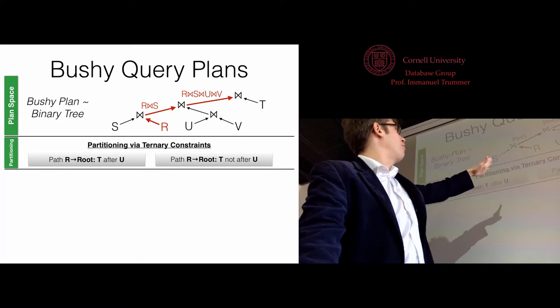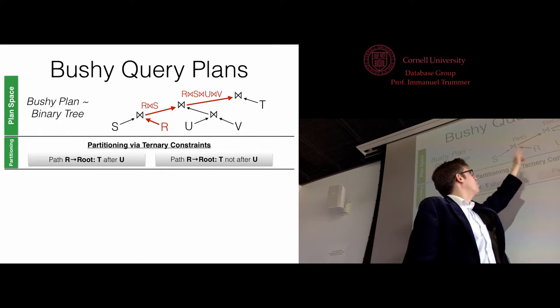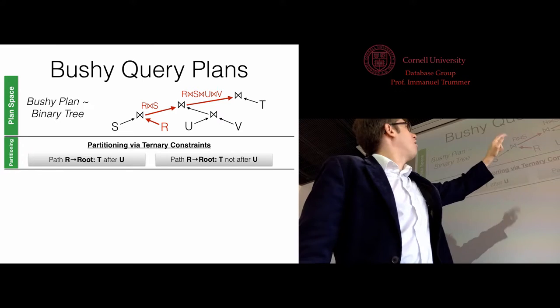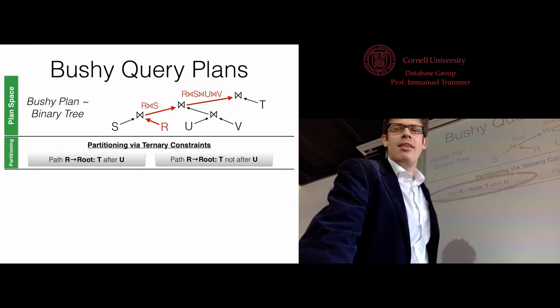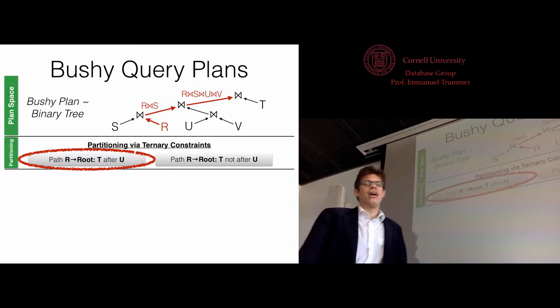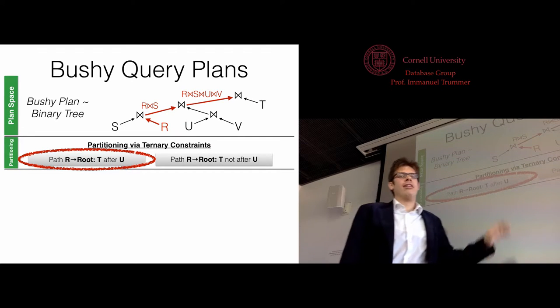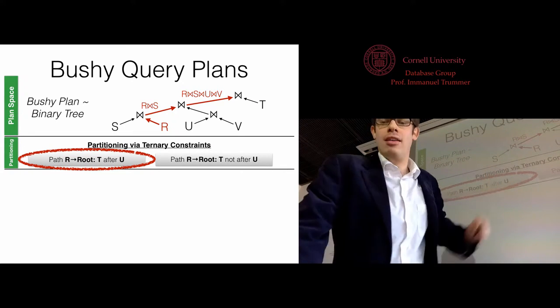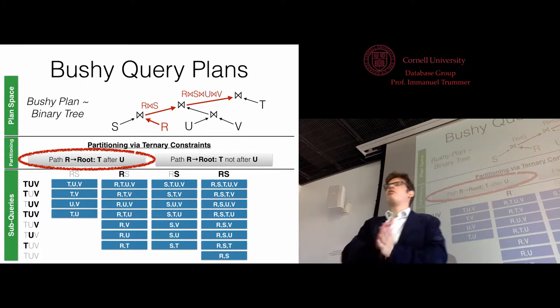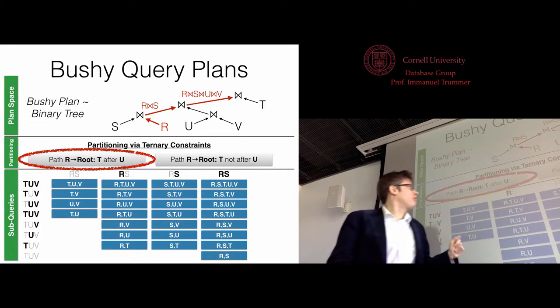And in case of the example plan, if you follow the path from R to the root, then we see that table U appears actually before table T, and therefore it is in the left partition. And now let's reason again about which subqueries we can eliminate based on that constraint.